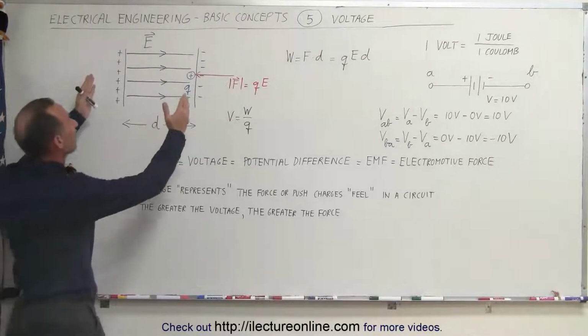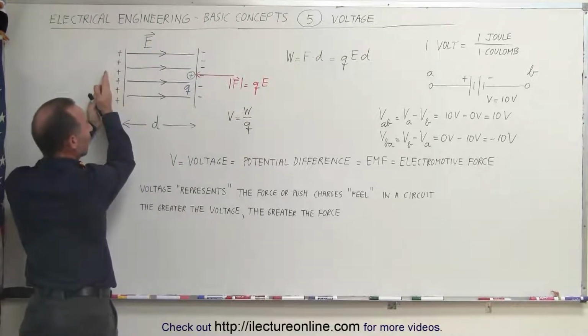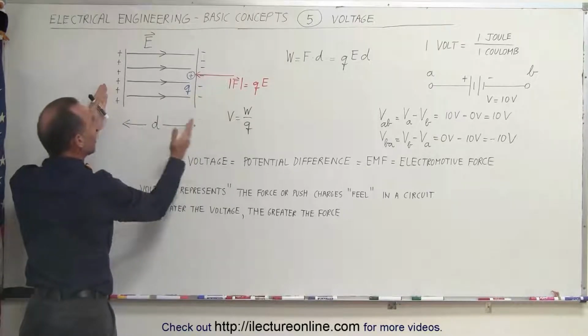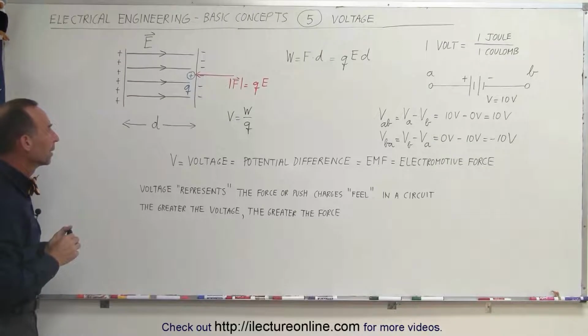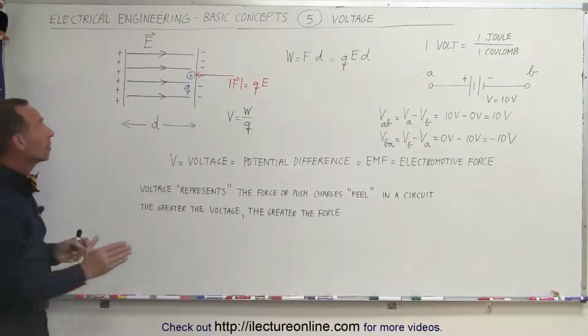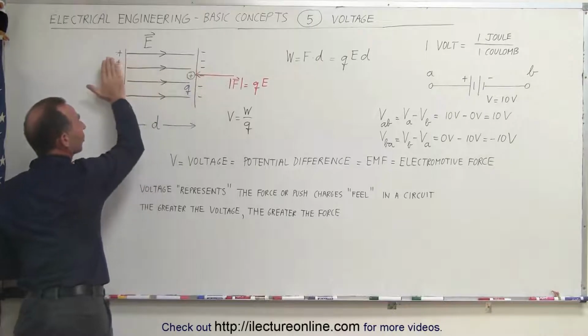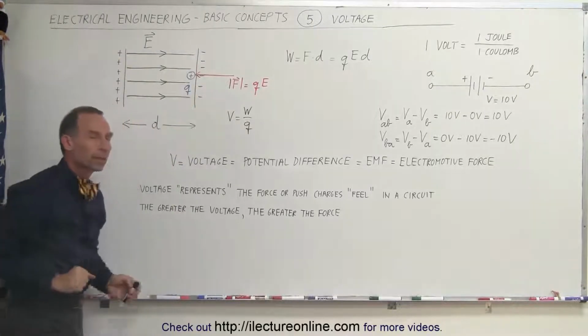Let's say we have a capacitor plate set. On one side, we have a positively charged capacitor plate. On the other side, we have a negatively charged capacitor plate. And let's say that they're apart a distance d from one another. We then realize there's an electric field that exists between the positive and negative charges. The electric field will be directed from the positive charge to the negative charge.